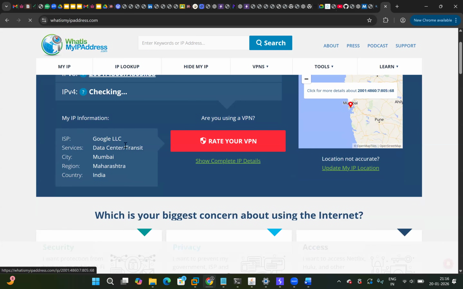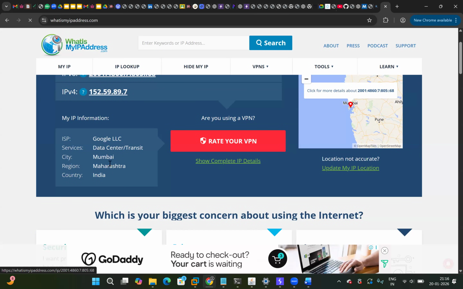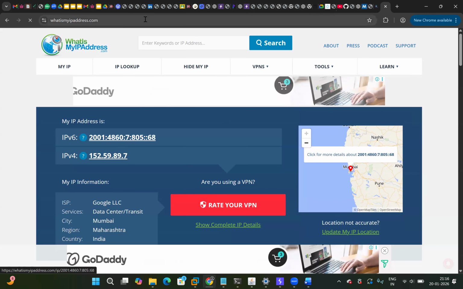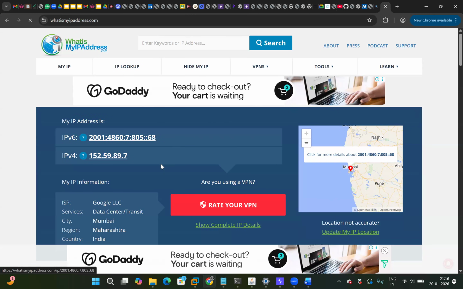What is my IP address will also tell you information such as which country this IP belongs to, and basically it tells us the state and the city as well. So this is another use case you can use.